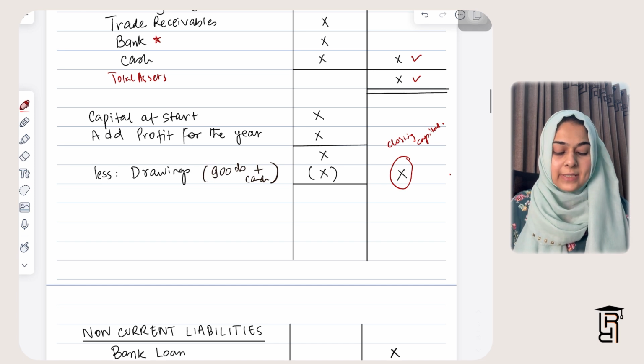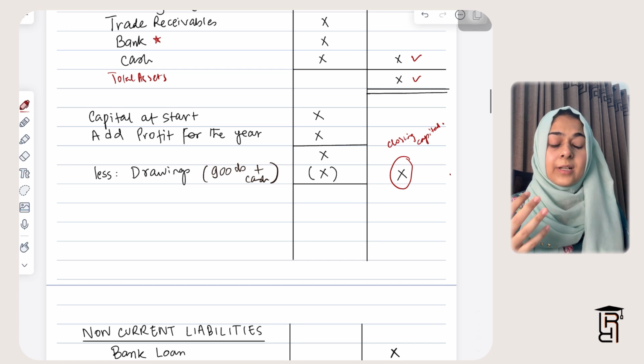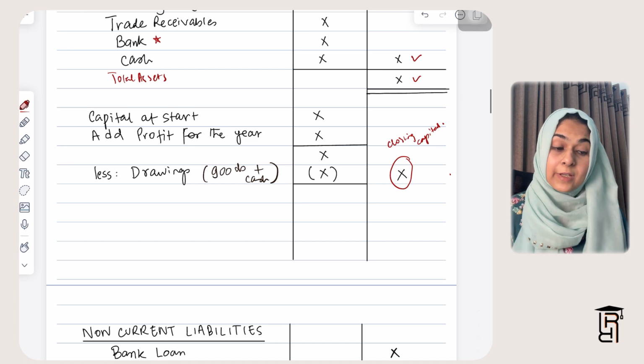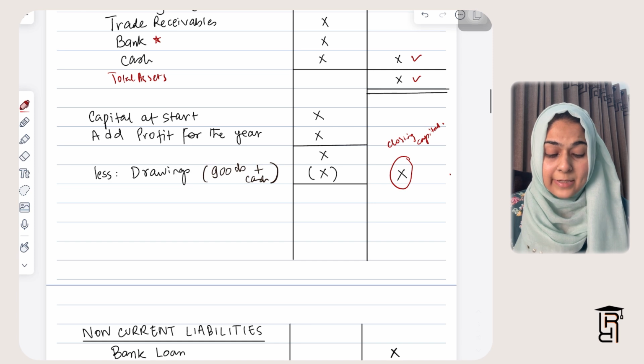And bank overdraft is basically a liability. It's when we owe the bank, when we have overdrawn our bank. Let's say there were $10,000 in the bank, but we have taken out $12,000. We've spent $12,000. That means now I owe my bank $2,000. So that's it for my format for the statement of financial position.